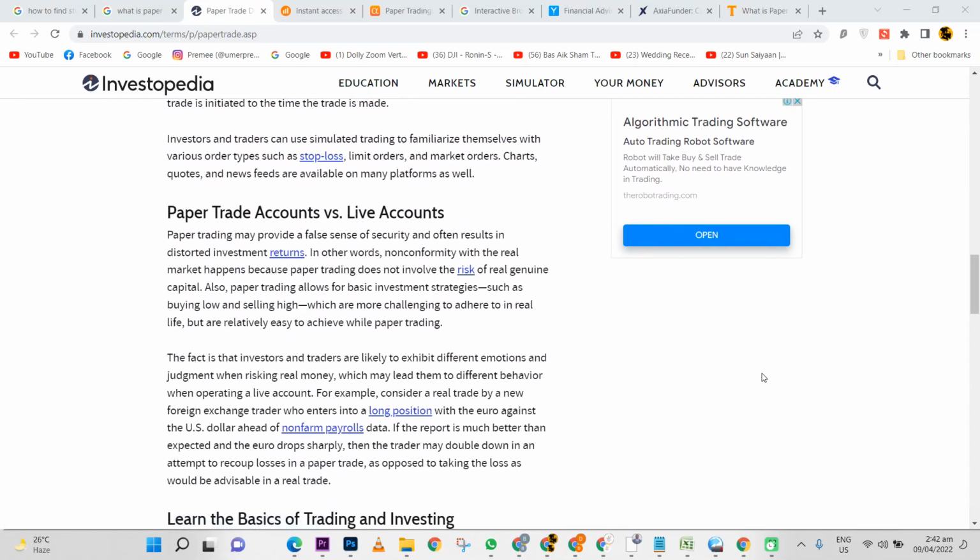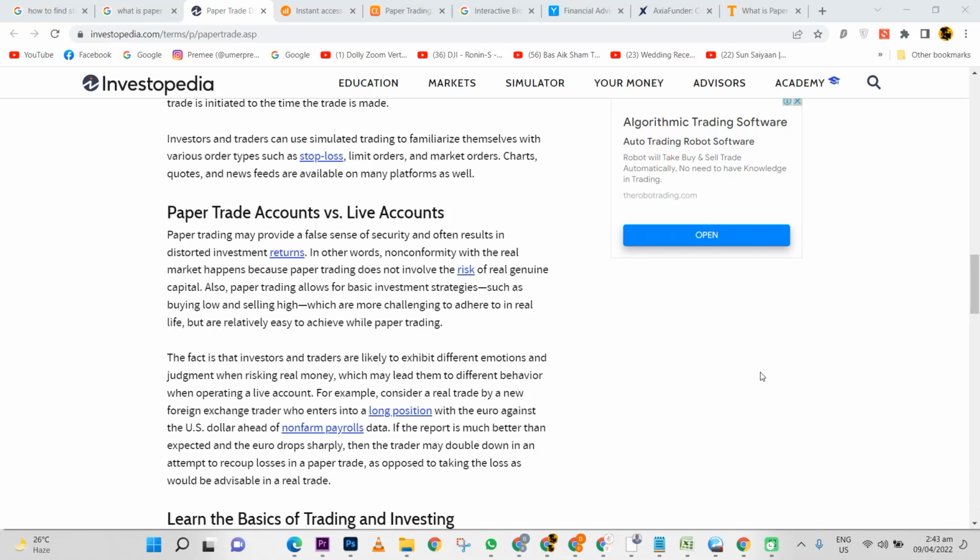Paper trade account versus live account. Paper trading may provide a false sense of security and often results in poor investment outcomes in the real market, because paper trading does not involve the risk of real capital. Also, paper trading allows basic investment strategies such as buying low and selling high, which are more challenging to adhere to in real life but are relatively easy to achieve while paper trading.